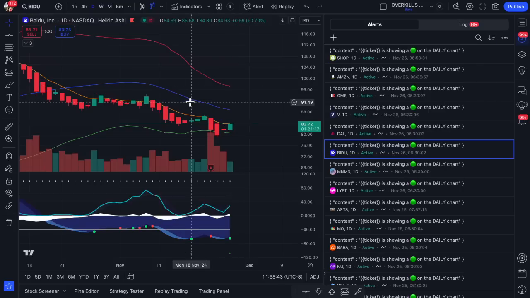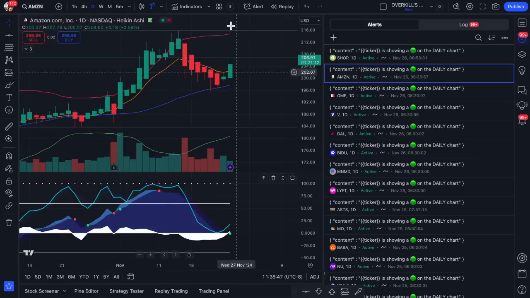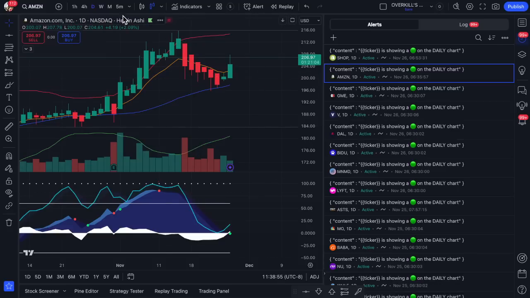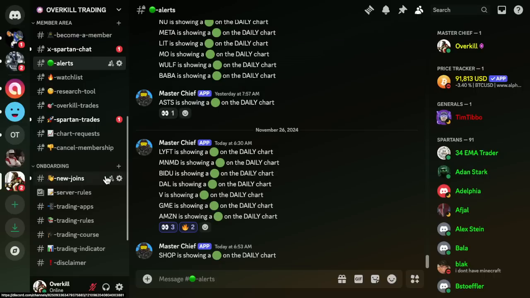I'll just log in every morning and look at what's going off. I'll take a look at the chart. I'll see, ooh, Amazon, that looks good for a trade. Set up your stop loss, and then let it ride out. That's typically how it goes, folks. It's really that easy. TradingView will send you all the alerts, and you don't even need to look at your chart all day.